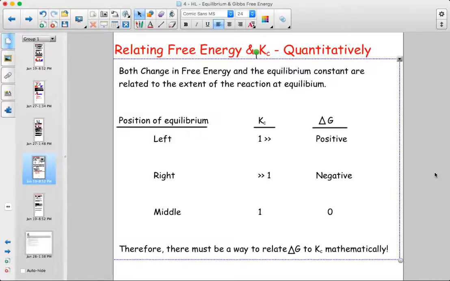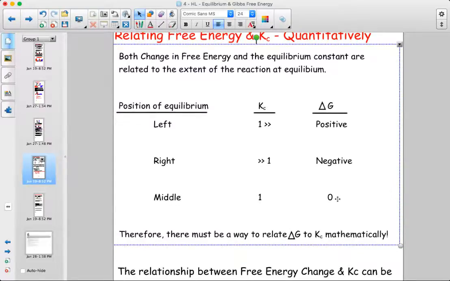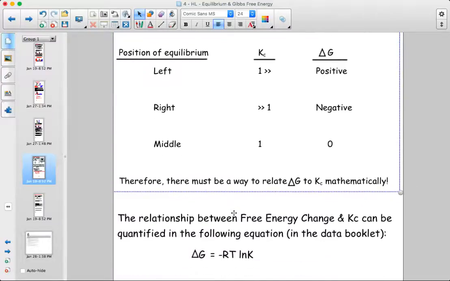Whereas if you've got a negative delta G, that implies a very spontaneous forward reaction, which means the equilibrium is going to lie far to the right, and Kc should be large. And if you've got a delta G close to 0, then that implies that the position is somewhere in the middle. We've got a considerable amount of reactants and products, and that gives you a Kc near 1. So therefore, there must be a way to relate delta G to the value of Kc mathematically. It seems like they are somehow related.